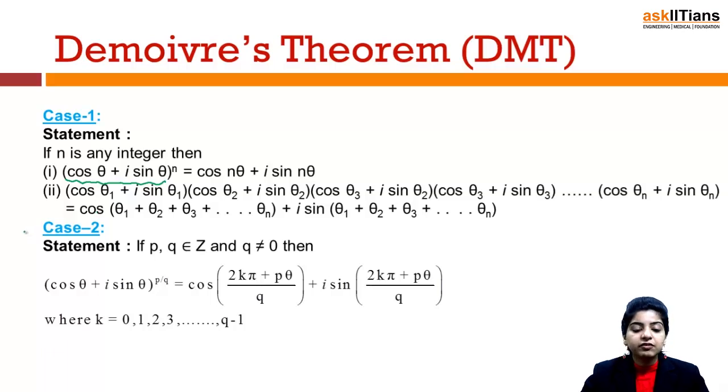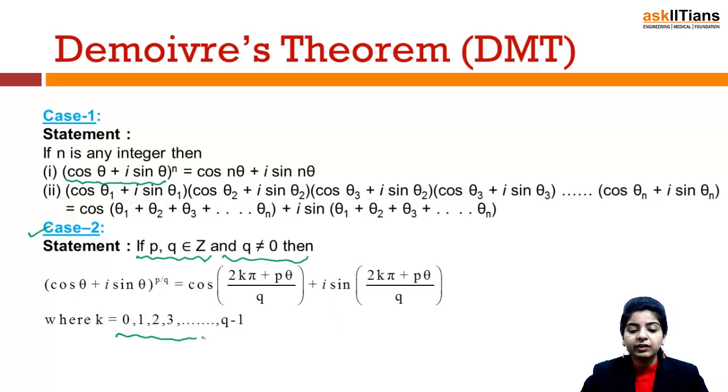Next case says if p and q belong to Z, they are integers, and q is non-zero, then (cos theta plus iota sine theta) raised to the power p by q is equal to cos of (2k pi plus p theta) by q plus iota times sine of (2k pi plus p theta) by q, where k will vary from 0 to q minus 1.